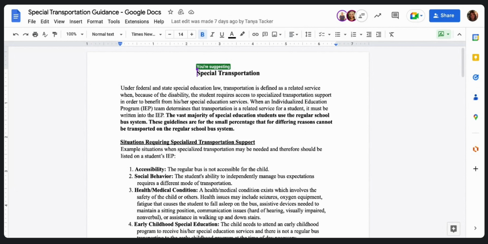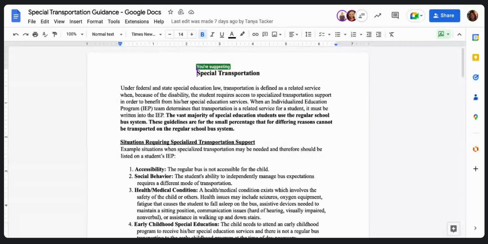So we're talking about our federal special ed laws and then going into the 5 core areas of where special education transportation may be offered in the IEP. It's important to note that the vast majority of special ed students use regular busing, so you're not going to be looking at this for tons and tons of students.